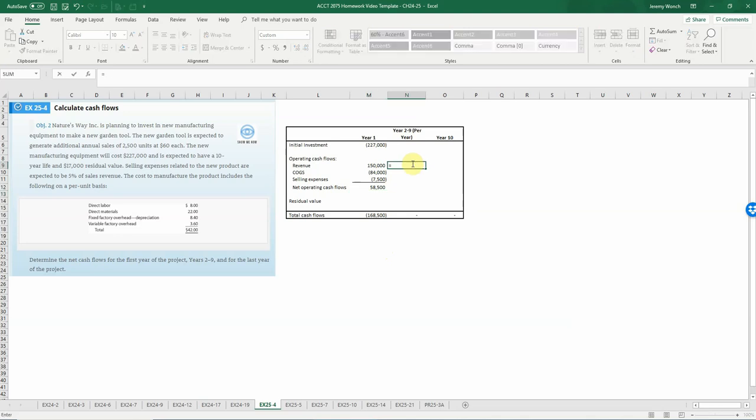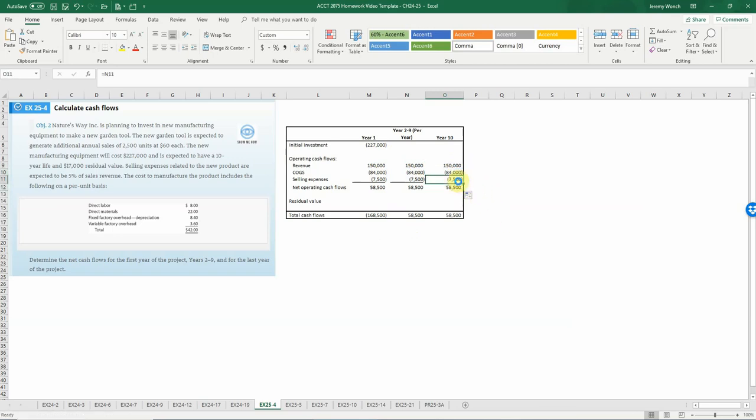So then years 2 through 9, we're going to sell 2,500 units at $60 each. In fact, all our operating expenses are going to be the same. And so for each year in years 2 through 9, we're going to be positive $58,500.